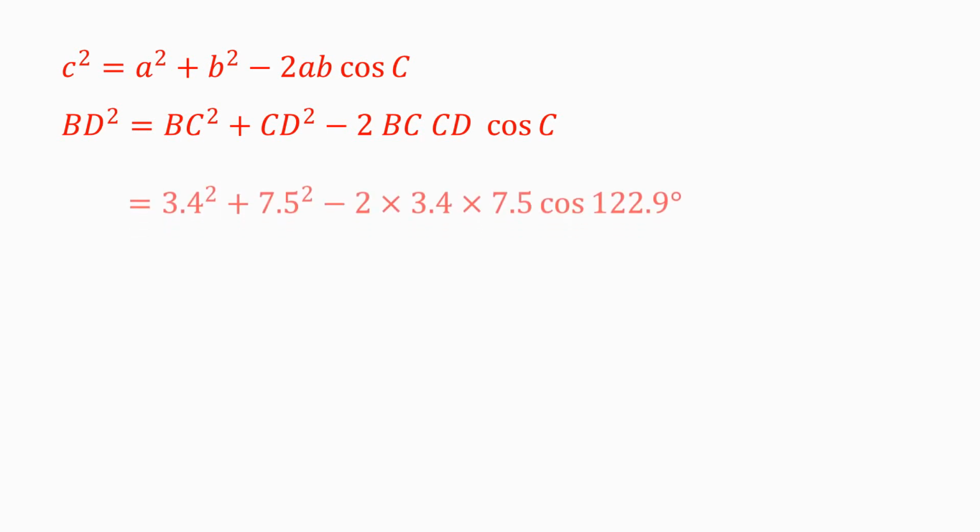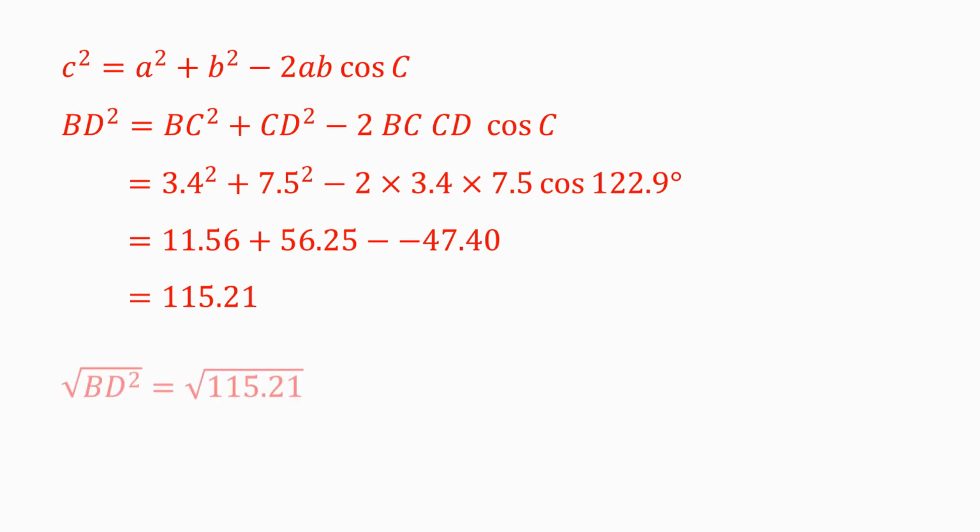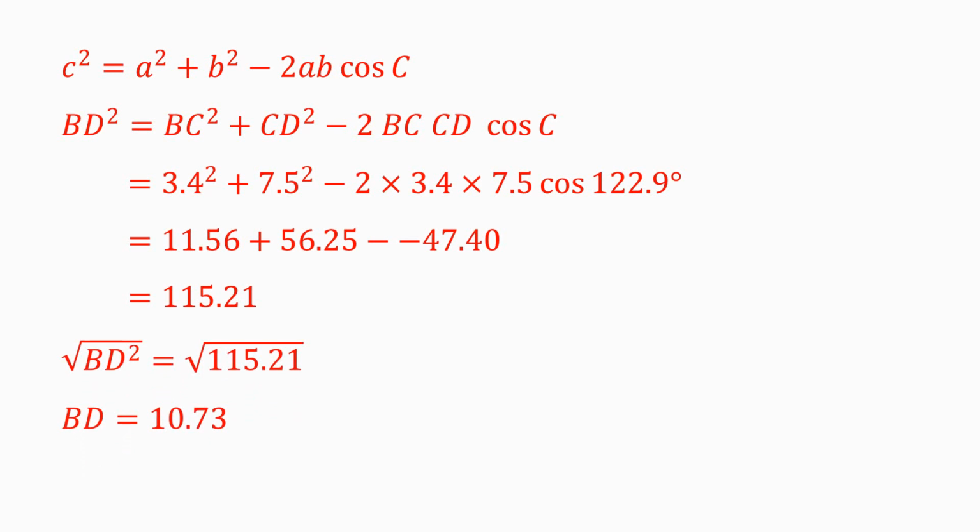We substitute the figures. We have 3.4 squared plus 7.5 squared minus 2 times 3.4 times 7.5 cos 122.9 degrees. This equals 11.56 plus 56.25 minus negative 47.40, which is equal to 115.21. To get BD, we square root both sides, and so BD is 10.73, but giving our answer to 1 decimal place, BD is equal to 10.7 centimeters.